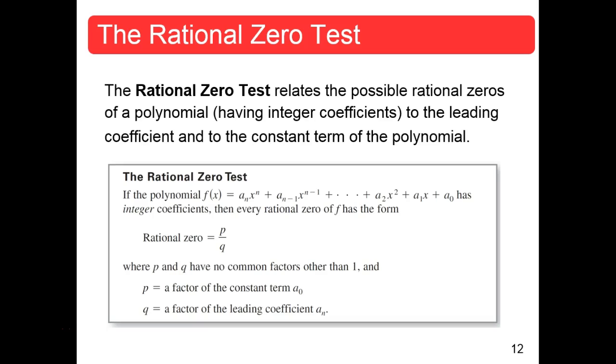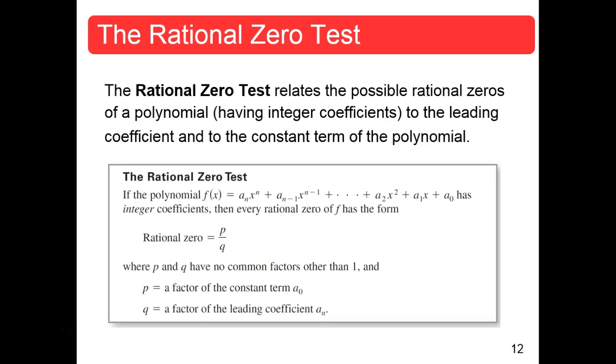Some sort of form of p over q. A rational zero, p over q. Ratio of two integers. Of course, q can't be 0. Where p and q have no common factors other than 1. So if they have a common factor, factor it out. Now, what is your p? Your p is some factor of this a sub 0. And what's your q? That's some factor of your a sub n.